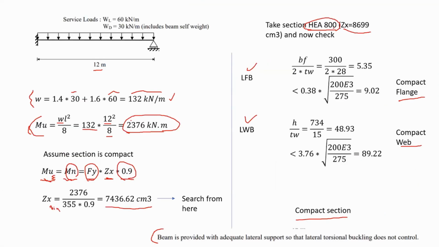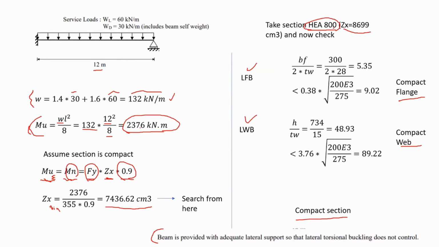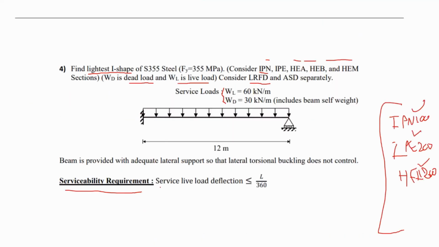Now going back to the last part of the problem. Now we check for the deflection. It says to us, service live load deflection should be less than or equal to L over 360. So I'm going to check if the condition is satisfied or not.